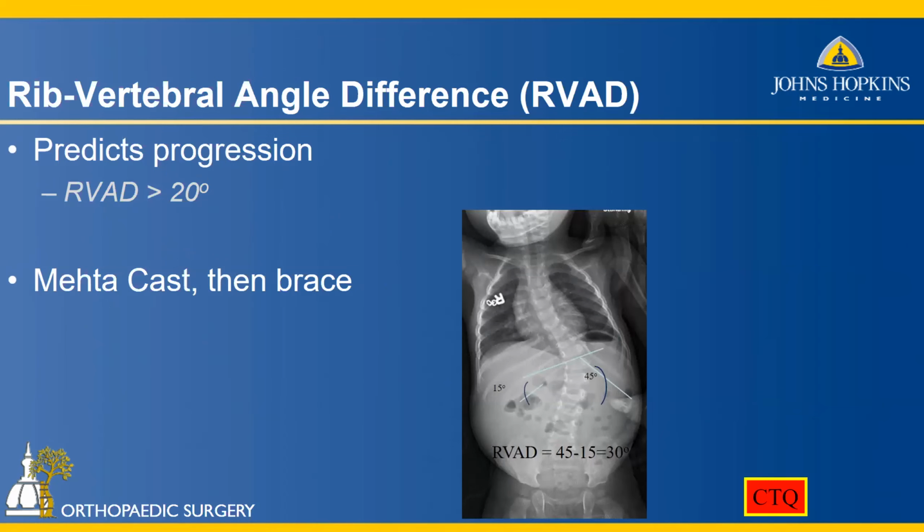The rib vertebral angle difference is the best predictor of progression, and that was really developed before we had 3D imaging modalities by Min Mehta, and it's basically taking the apical vertebra, measuring the angle of the ribs on the convex versus the concave side, and subtracting them. So here, 45 degrees minus 15 degrees equals 30, so that's more than 20, so that means this patient's probably going to progress and should be treated. In this case, we would use a metacast followed by a brace.